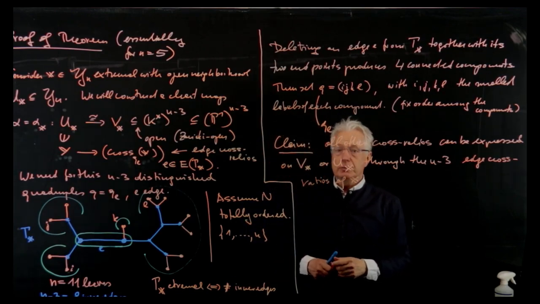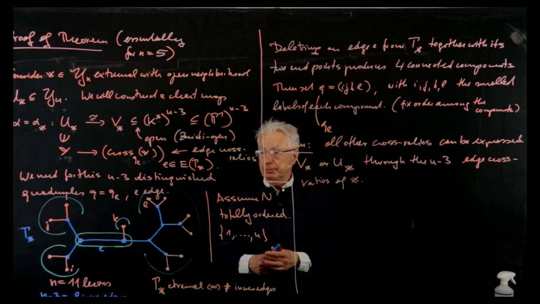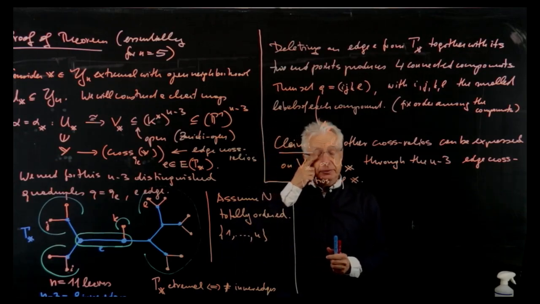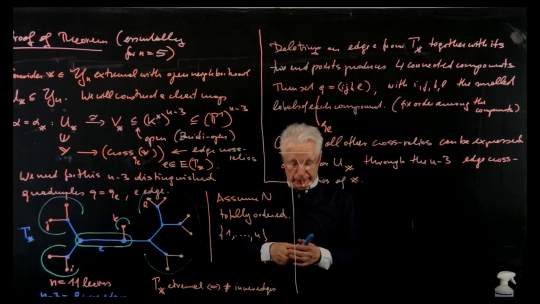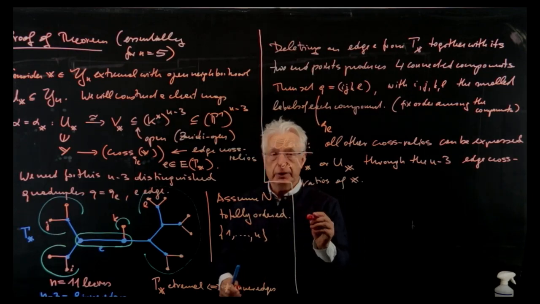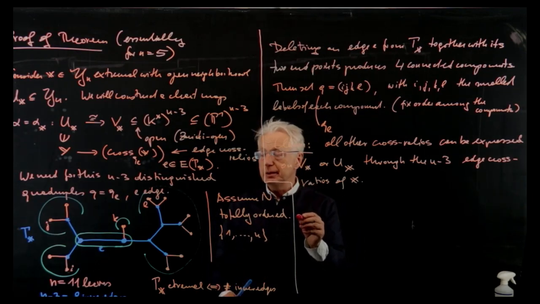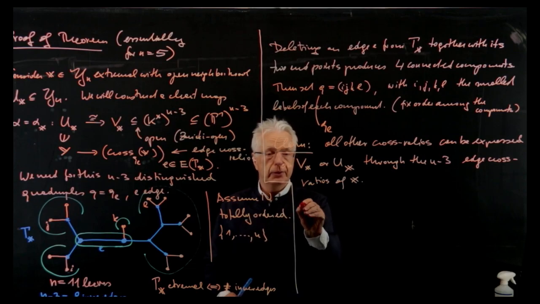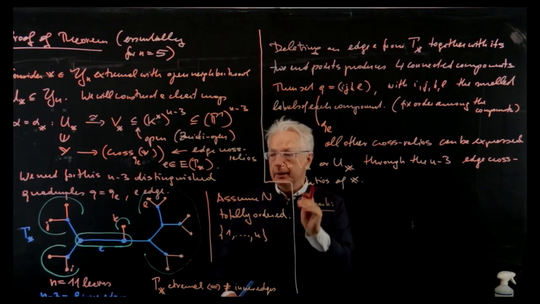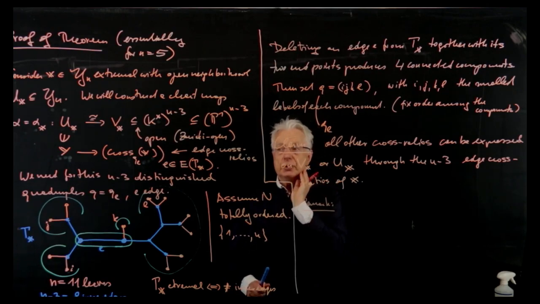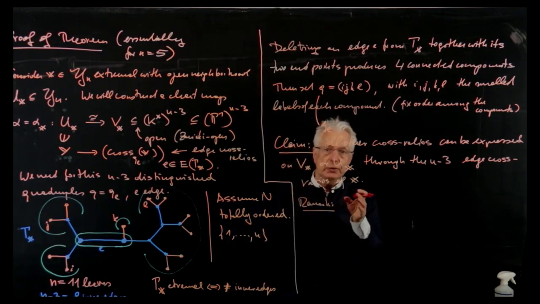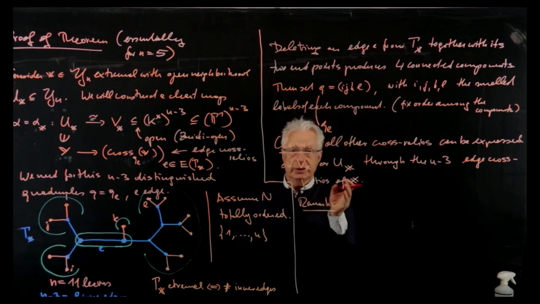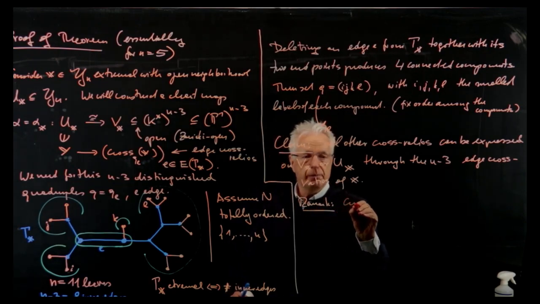Now, I'm going to prove this claim at least for n equals 5. But there are two observations, or it's one observation, but splitting up in two aspects. Remark: we have cross ratios in two senses. First, as in rational functions.